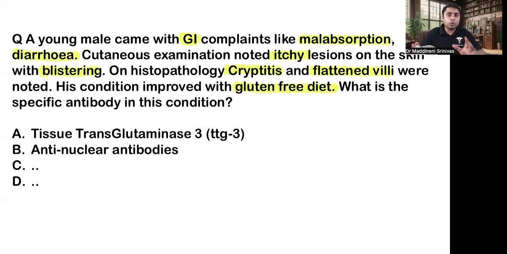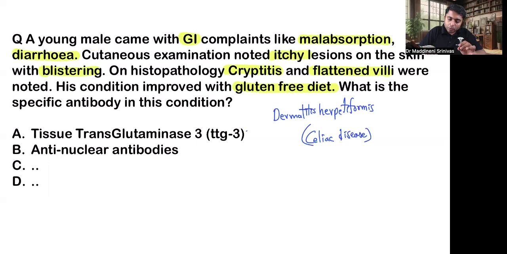By this time, I hope you have all diagnosed this condition as dermatitis herpetiformis, which is associated with celiac disease. Please remember the specific antibody associated with dermatitis herpetiformis is tissue transglutaminase number 3. I hope you all remember in which condition we have a defect in tissue transglutaminase number 1. If you do remember that, please put the answer in the comment section. I will tell you the answer. It is ichthyosis, lamellar ichthyosis.